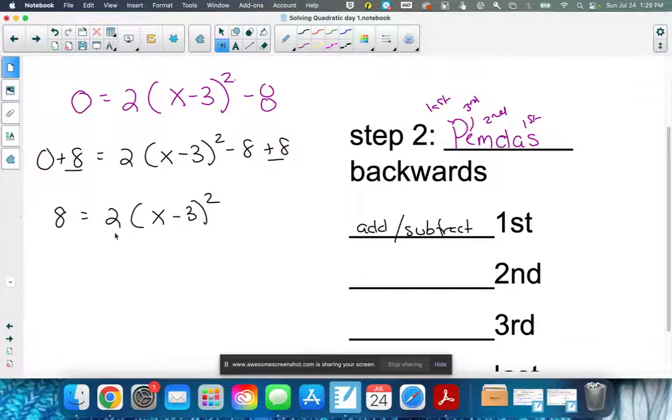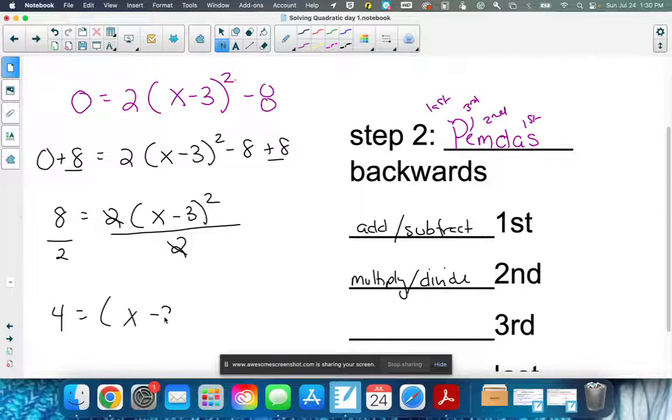Then we're going to take care of multiplying or dividing. This 2 is multiplying this whole function, so I'm going to divide in this case. But if it was a fraction, remember, we don't divide by fractions, we multiply by the reciprocal. That is why it's either a multiplication or division step. So I'm going to divide both sides by 2, and that's going to get me 4. Dividing by 2 only cancels the multiplying by 2 in front. It's not going to touch that squared because right now this is actually still a squared term.